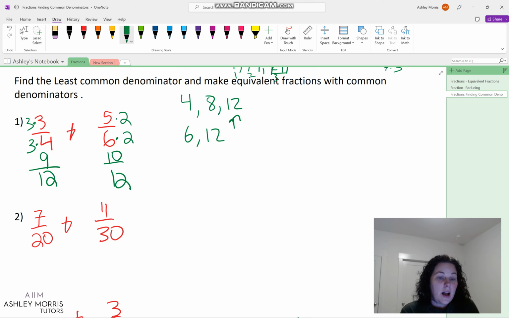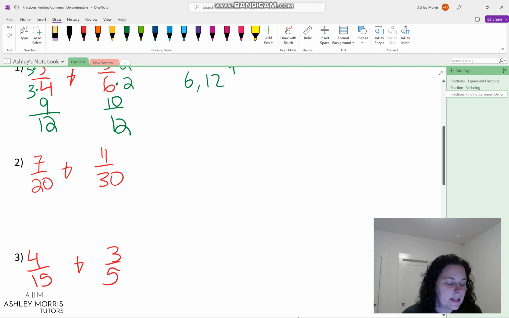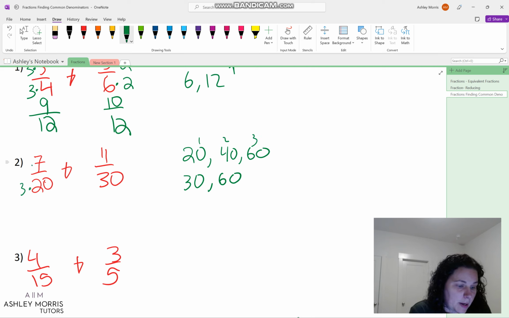So now I have these all set up. I could add them, I could subtract them, I can do some other stuff with them, but that's the big use for this. All right, let's look down here. 20 and 30. The least common multiple of 20 and 30 is going to be 60. 20, 40, 60, and then 30, 60. So that was 1, 2, 3. So we're going to multiply by 3. And that gives me 21 over 60. Multiply 30 by 2. 11 by 2.